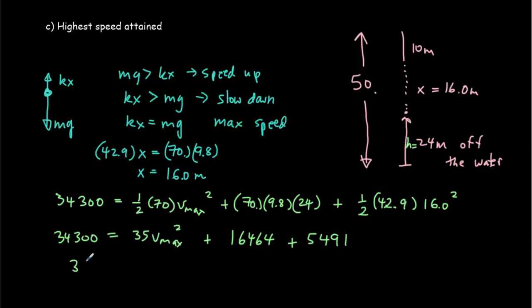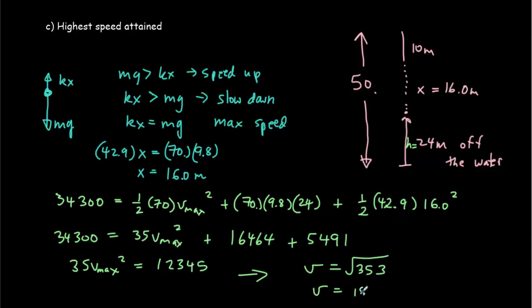So 35 Vmax squared is equal to 1, 2, 3, 4, 5. That's unusual. So we get that V will equal the square root of 353. And we get a final answer there, V equal to 18.8 meters per second, which should really be rounded to 19 meters per second.